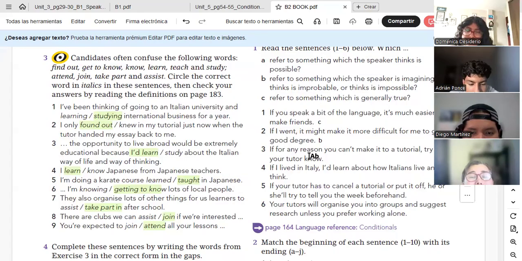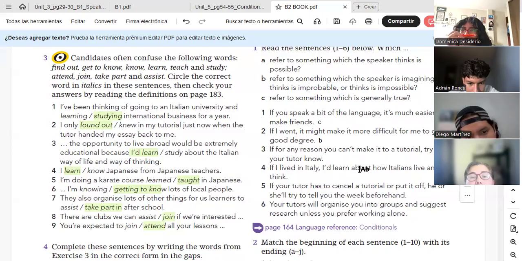It says, if for any reason you can't make it to a tutorial, try to let your tutor know. Refers to something which the speaker thinks is possible, refers to something which the speaker is imagining, thinks is improbable, or thinks is impossible. Refers to something which is generally true. Letter B.